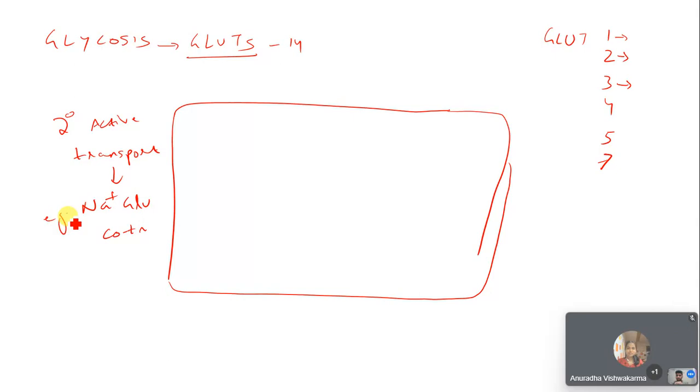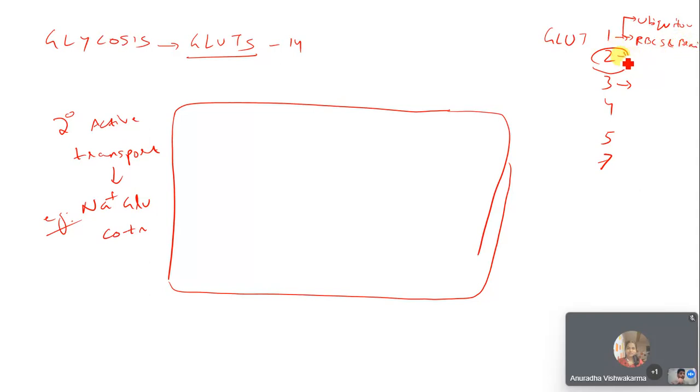Okay. The first thing about GLUT2 is that it's a two-way transporter. Except for GLUT2, none of the 14 GLUTs are two-way transporters. Let me give you a general overview. For example, GLUT1 is present all over the body. It's ubiquitous. Almost every cell in our body has GLUT1, mainly RBCs and brain cells.